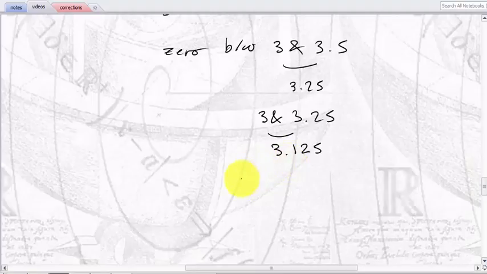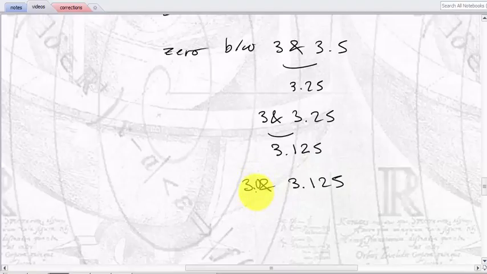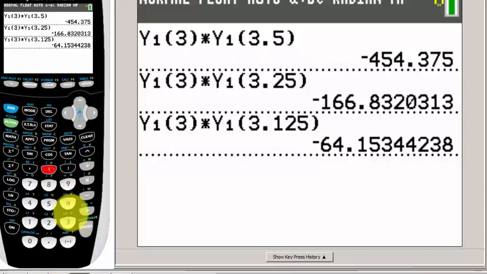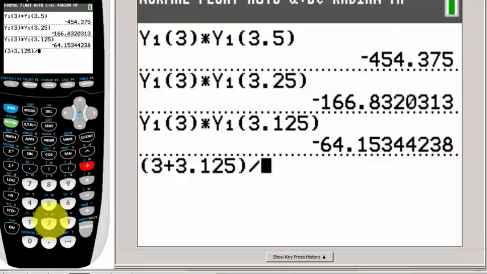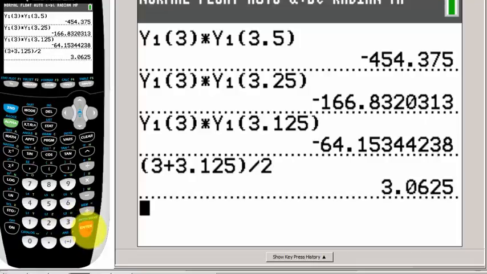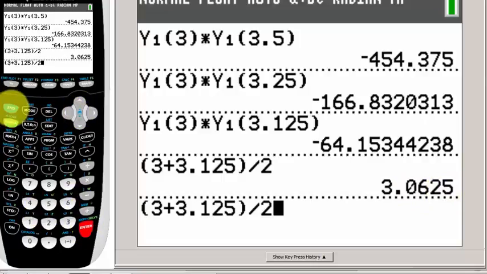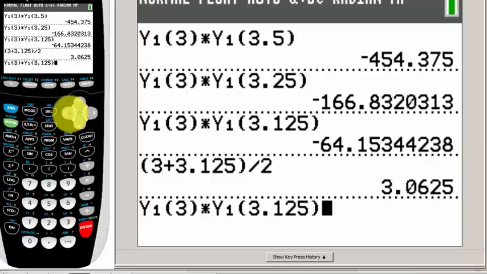So now we know the solution is between 3 and 3.125. Okay, that's 3.0. I'm still not sure of the first decimal after. I don't know if it's 3.0 or 3.1. I need to go further. The problem here is that I don't know what's the middle. So 3 plus 3.125 divided by 2, the middle is 3.0625.